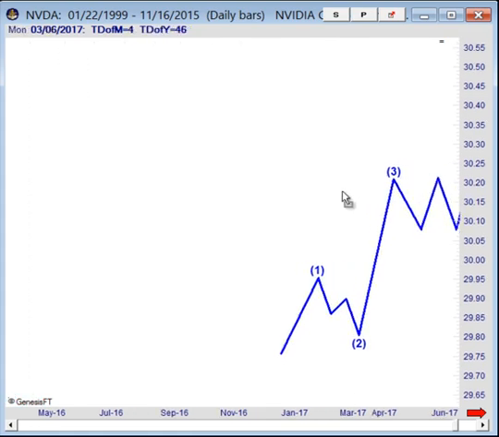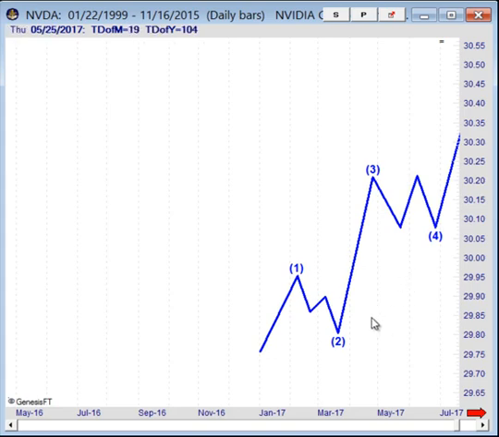Moreover, we can apply the guideline of alternation, which states that alternating waves, in this instance, for this example, specifically waves 2 and 4, tend to alternate in their form and structure. For example, I've identified this move down, wave 2, as a zigzag, which would increase the probability quite high that your 4th wave move will unfold as a flat correction. So we have a flat pattern here.